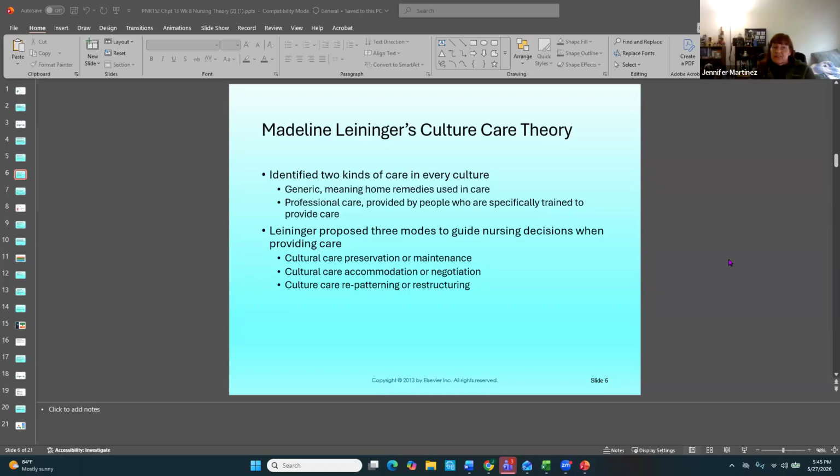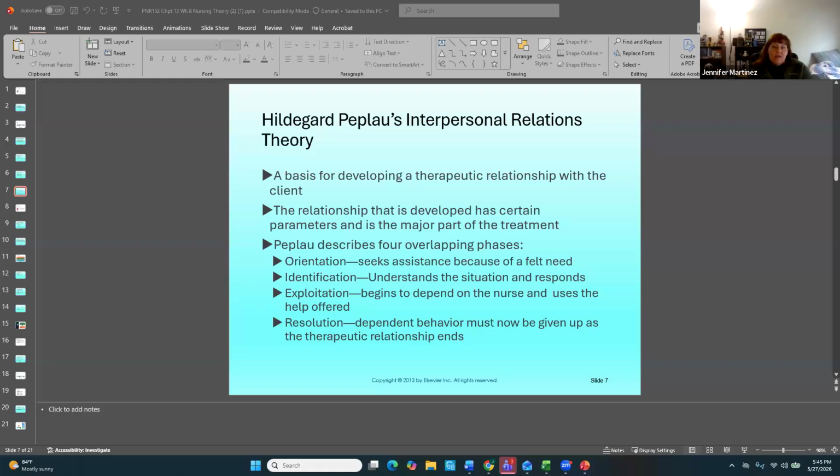So again, this is a basis for providing that culturally competent care. And then we have Hildegard Peplau. She had her interpersonal relations theory, which is the basis for developing our therapeutic relationship with our clients. She said that there are certain parameters. And we know that is a major part of treatment. We have to be able to develop that therapeutic relationship with our client, and we do that in a variety of ways, even with therapeutic communication.